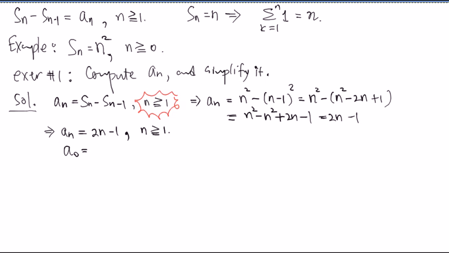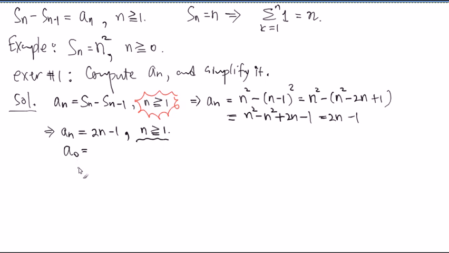All right, so the conclusion is this. If you simplify that, Sn minus Sn minus 1 is n squared minus n minus 1 squared, and the answer is 2n minus 1. So that part's simple. And this part you have to be careful. You always have to be aware that this formula you just calculated is only valid for n greater than or equal to 1. It is missing the first term a0.